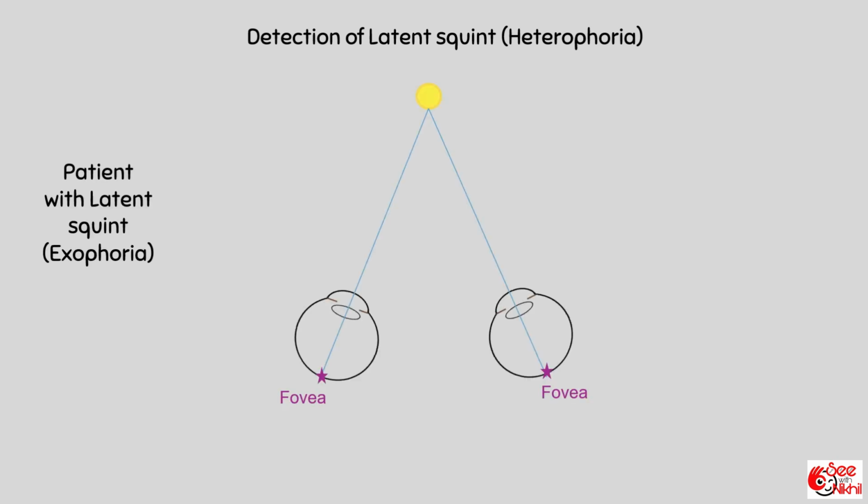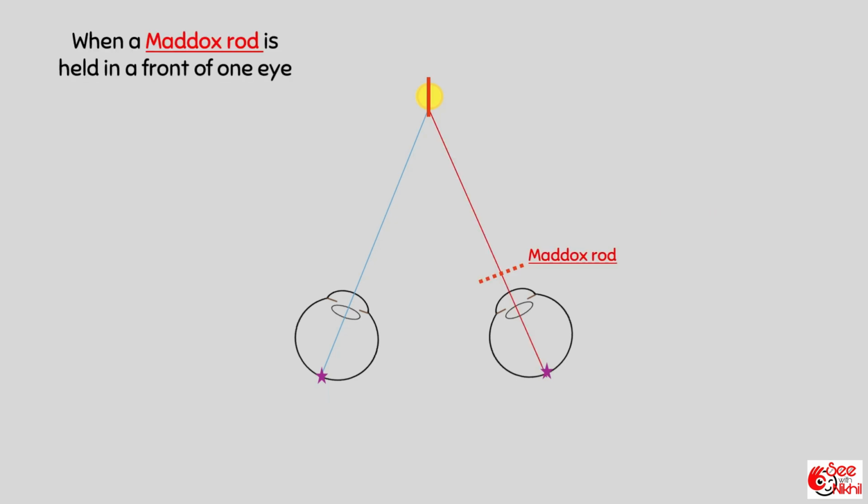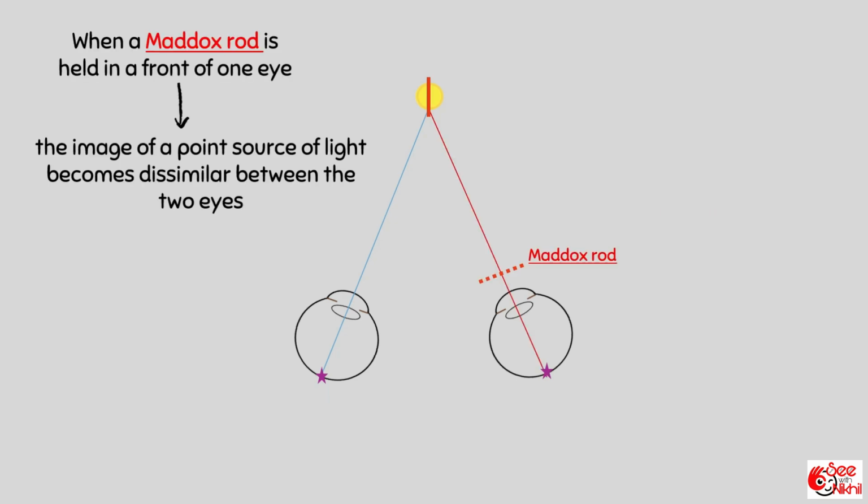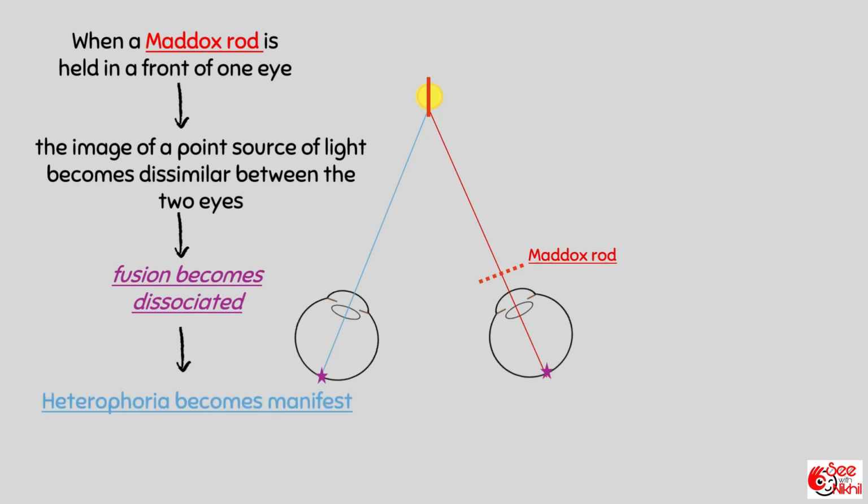Suppose there is a patient of latent squint, say exophoria. When the patient fixates on a point source, a single image will be seen as phoria is overcome by the fusion reflex. But when Maddox rod is held in front of one eye, image of the point source of light becomes dissimilar between two eyes, and thus fusion becomes dissociated and heterophoria becomes manifest.